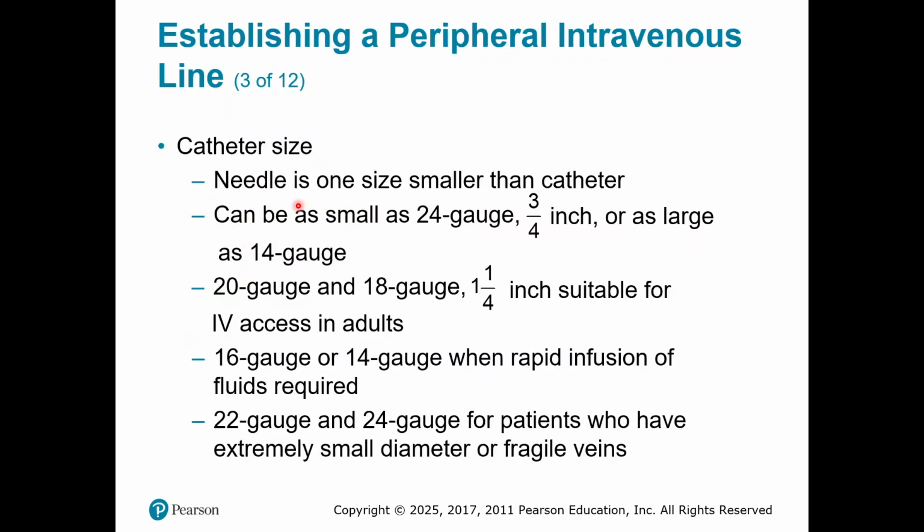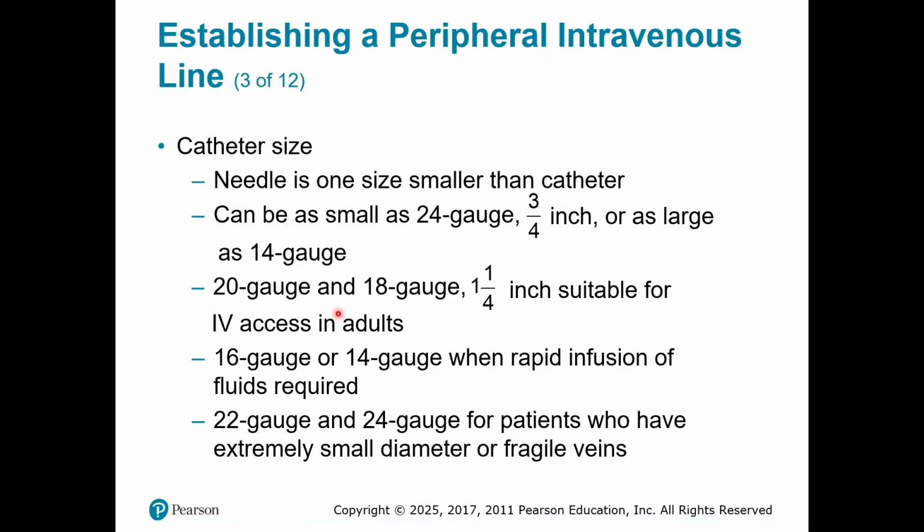So catheter size, the needle is one size smaller than the catheter. They usually range from 24 gauge for pediatrics all the way to 14 gauge. 20 gauge and 18 gauge, an inch and a quarter, are suitable for IV access in adults. I would say that's probably correct. That's all we really use in the hospital. We don't really use 16 and 14 gauges there.